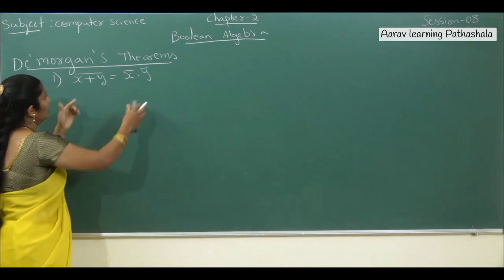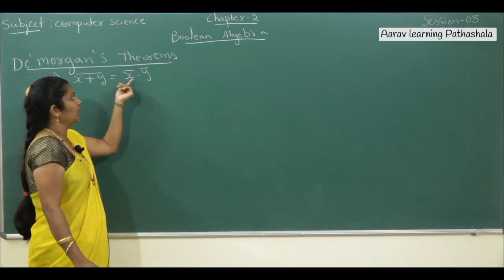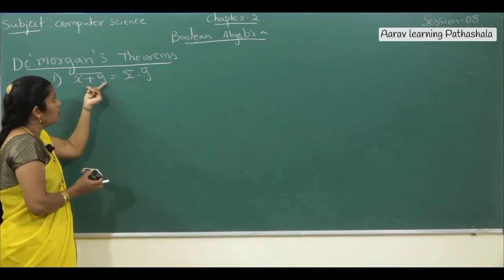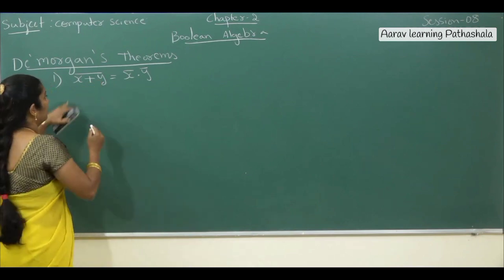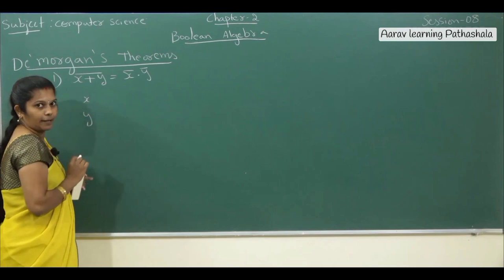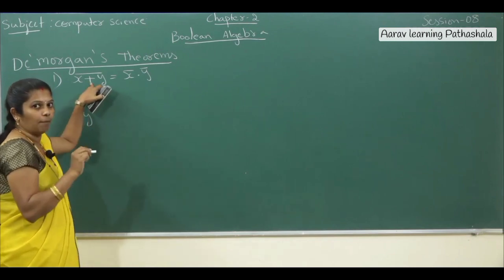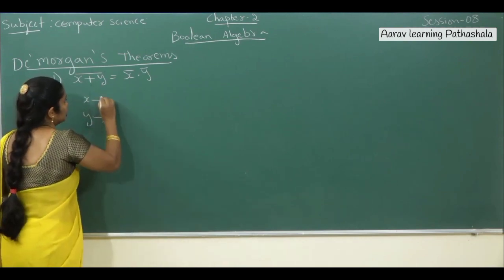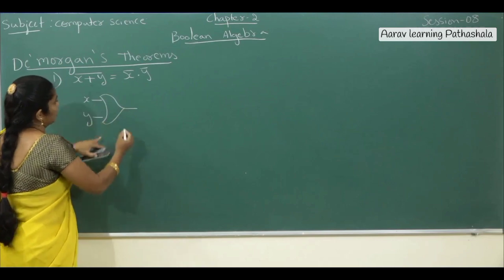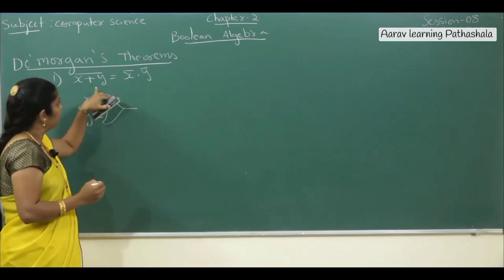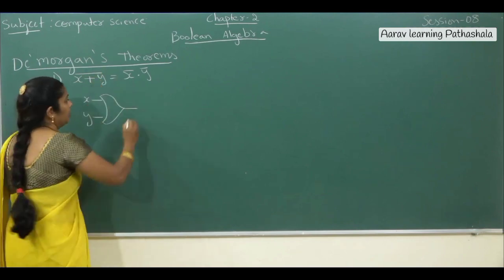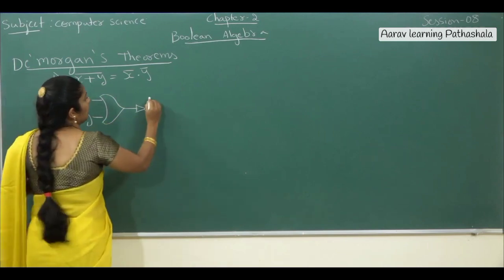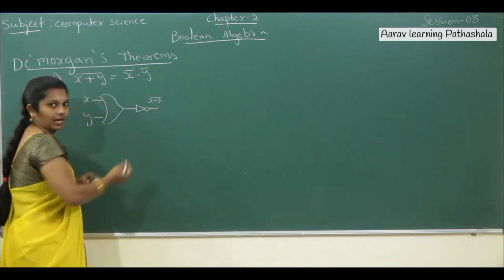First I am going to take the first one, that is x plus y whole bar equals x bar into y bar. Then how to write the circuit diagram for this one? Here how many variables do we have? Totally 2 variables, one is x and one more is y. In between we have the plus operator. For the plus operator you compulsorily have to draw the reverse C shape. Then what is the output we will get? x plus y. But here we have x plus y whole bar, so you have to negate it, the not operation. Then the output is x plus y whole bar.